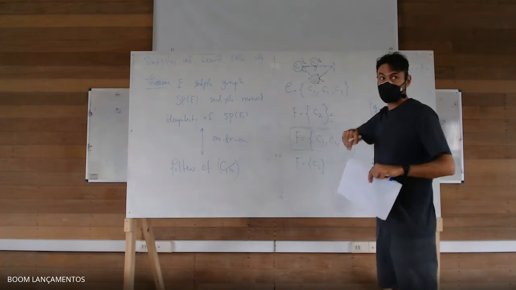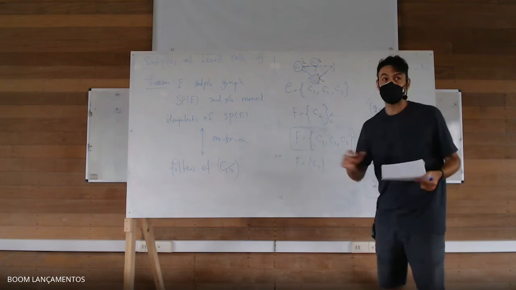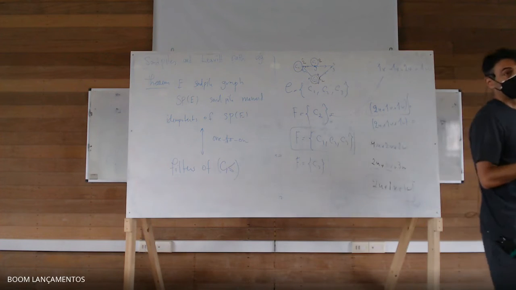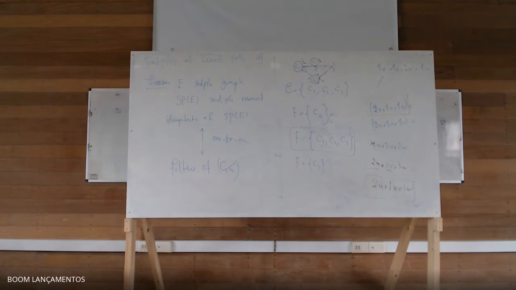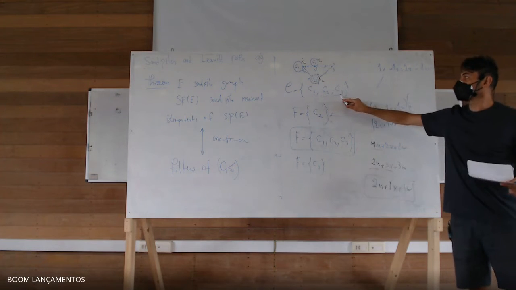0, 0, 0, 0, 0 is an idempotent, and maybe that connects to f being empty, because f being empty is, let's consider that as one filter, and everything 0 connects to that. Because look here, I'm just getting the actual connected.